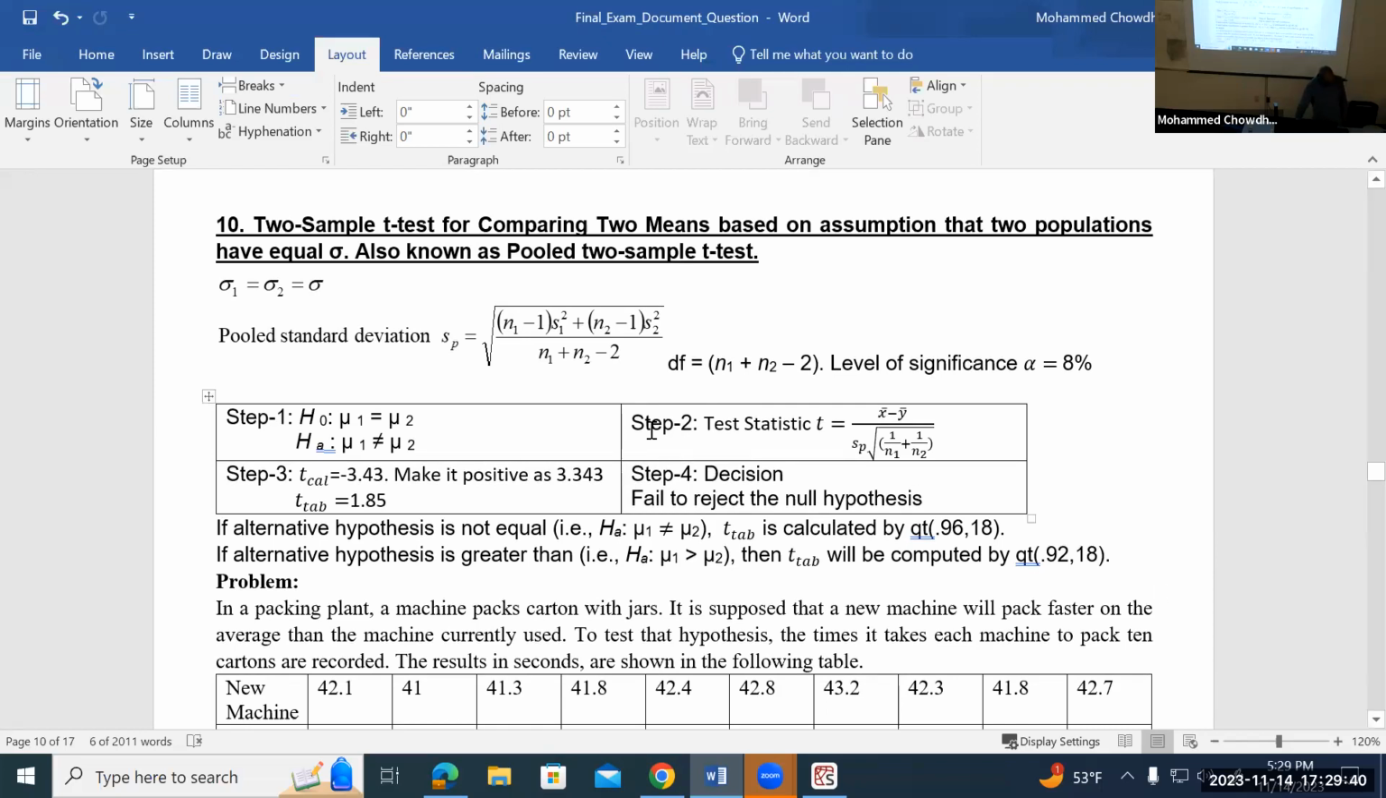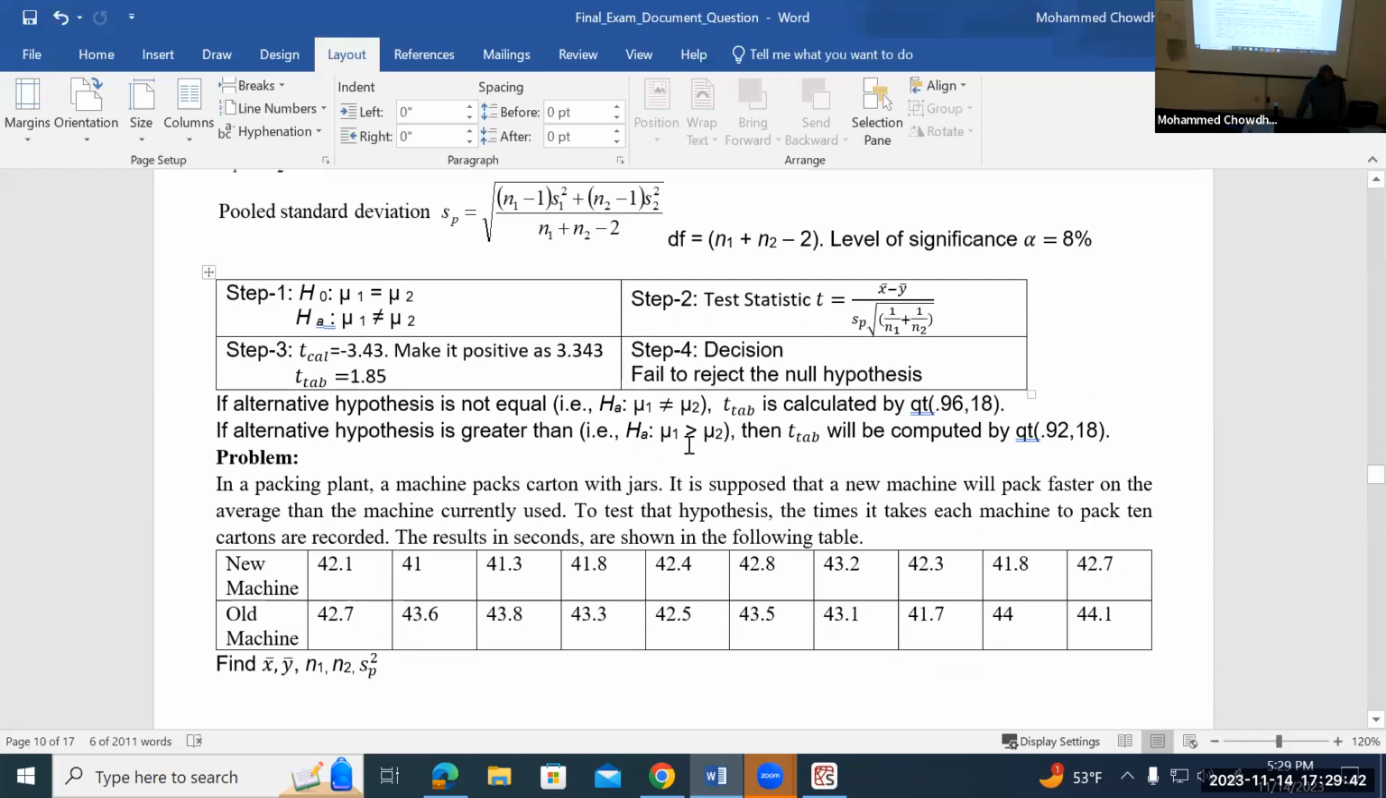Now the question is, what is the question? In a packing plant, a machine packs cartons with jars. It is supposed that a new machine will pack faster on average than the machine currently used. To test that hypothesis, the times it takes each machine to pack 10 cartons are recorded. Okay? The results in seconds are shown below. So new machine and old machine, I am trying to compare.